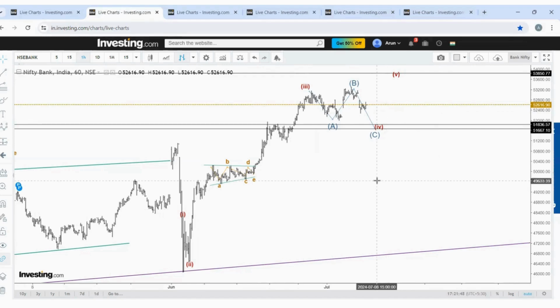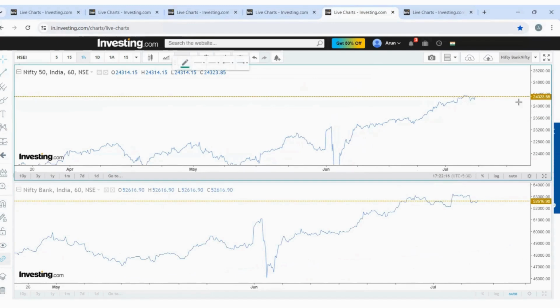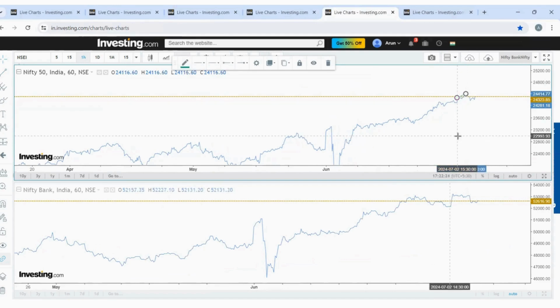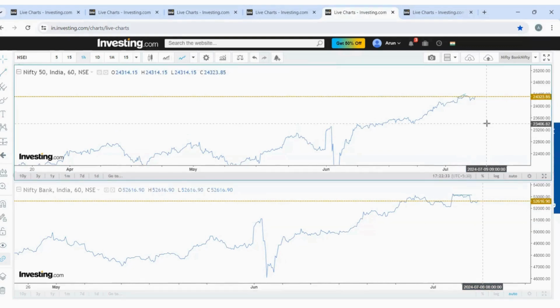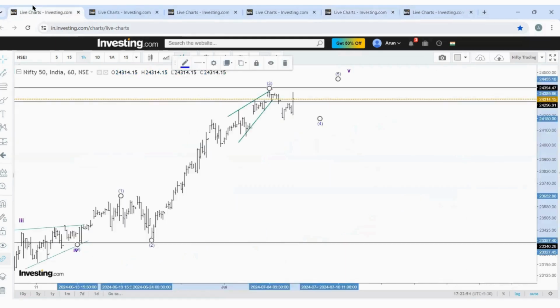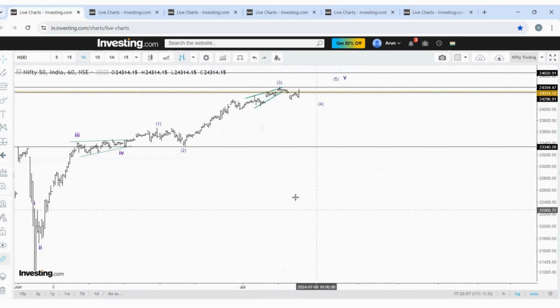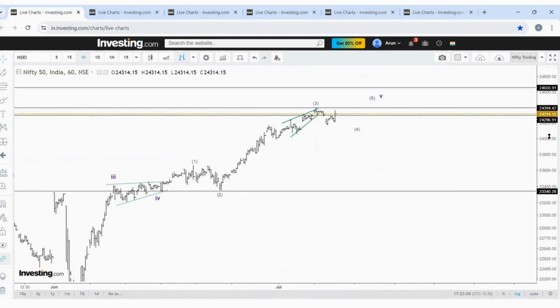I'm altering the Bank Nifty. Got it? Also, if you see the intermarket divergence, Nifty here slightly made a new high, and Bank Nifty has not yet made a new high. It's a slight intermarket divergence, but possibly it can resolve. So it's not a convincing intermarket divergence, right? If we see the levels, we have not yet discussed the levels for Nifty.